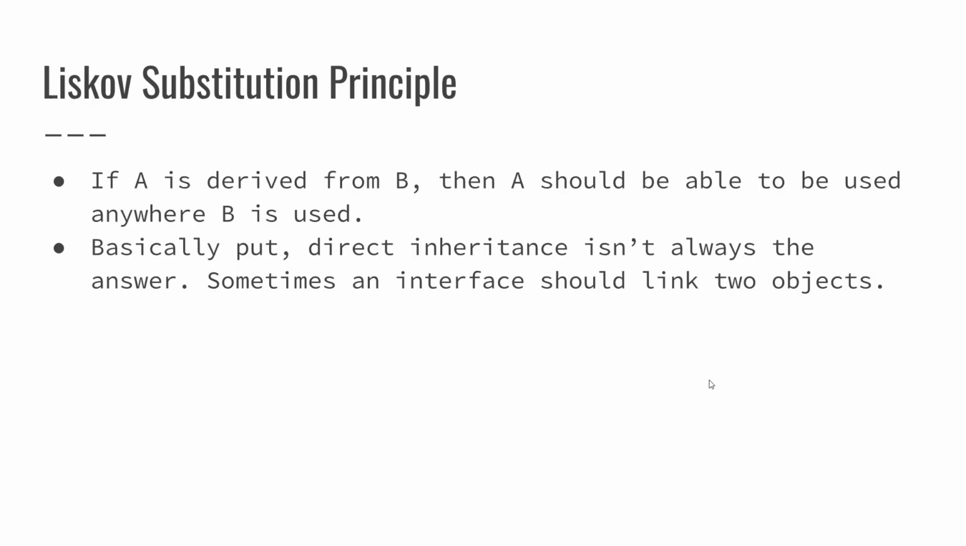All right, so the Liskov substitution principle says that if A is derived from B, then A should be able to be used anywhere B is used. So what this means is direct inheritance isn't always the answer. Sometimes an interface should be used to bridge two objects together to make them related.